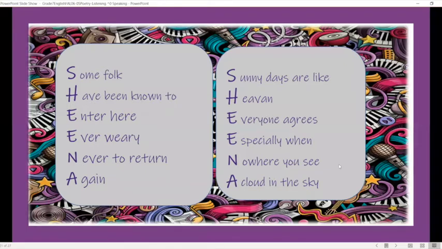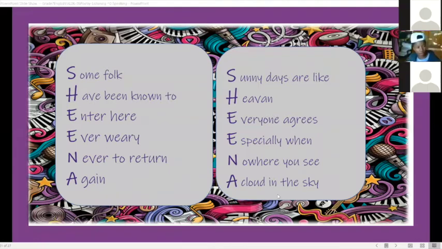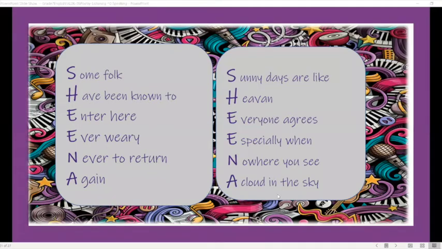Then you have something a bit brighter: Sunny days are like heaven, everyone agrees, especially when nowhere you see a cloud in the sky. All right, so you have an idea of what you can do with your name. And now, take your name, for example, and let's see if you can write an acrostic poem with your own name. You can write it about yourself, mentioning characteristics about yourself in each letter, or you can do it like I did.